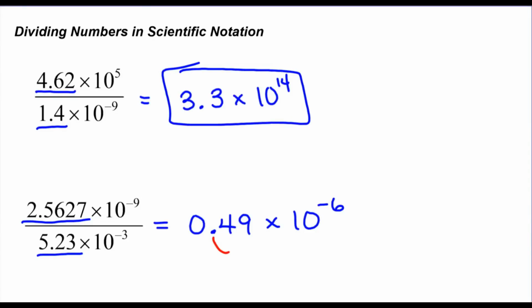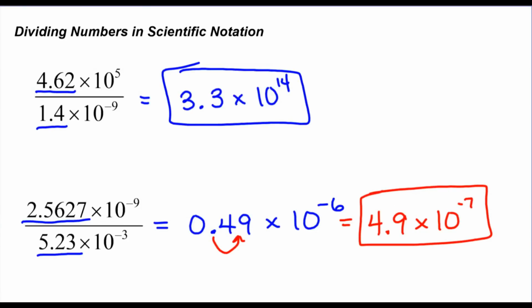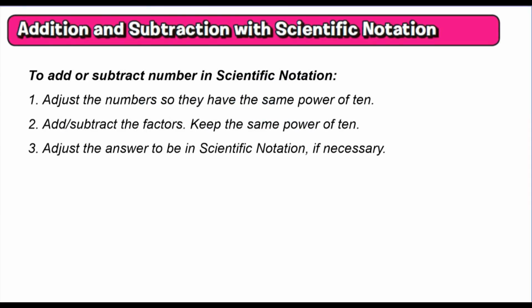I need to make my factor a power of 10 or one place bigger, so it becomes 4.9. That means I need to make my power of 10 smaller. So 1 smaller than negative 6 is negative 7. So that's 4.9 times 10 to the negative 7th power. Now let's look at addition and subtraction with scientific notation.